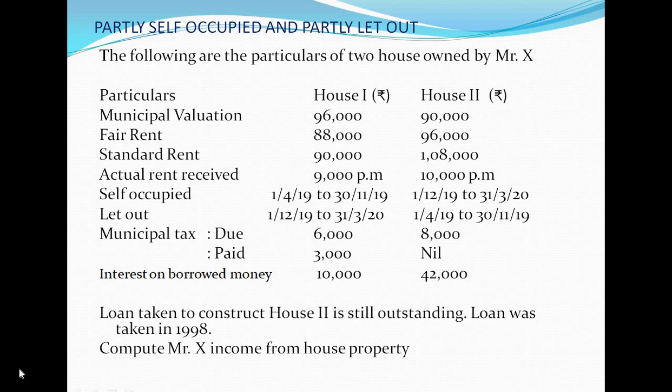We have two houses, house 1 and house 2. The information has been given: the municipal valuation, the fair rent, the standard rent, then the actual rent received, then the period in which the house is self-occupied and the period in which the house is let out, then the municipal tax which is due and paid, then the interest on borrowed money. Then you have to see that the loan taken to construct house 2 is still outstanding. It means that it's yet to be fully paid. The loan was taken in 1998. You have to compute the income from house property for Mr. Let us look at the solution.